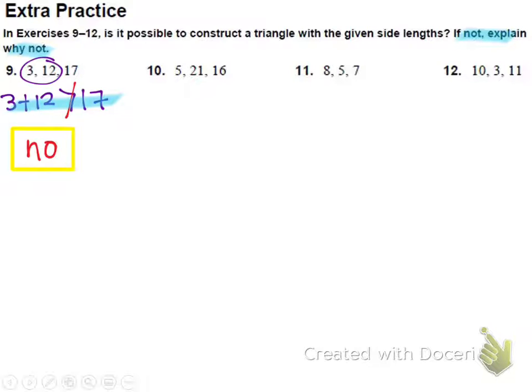On this next one, we got 5, 21, and 16. Which are the two smallest sides? 16 and 5. Is 5 plus 16 greater than 21? It is not greater than 21, so this is a no. Then again, your explanation is just showing the work.